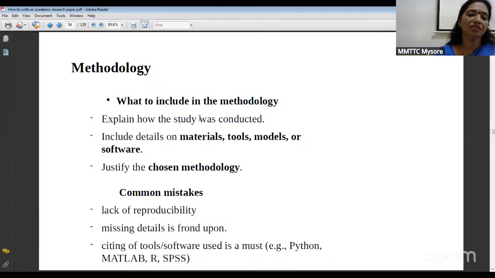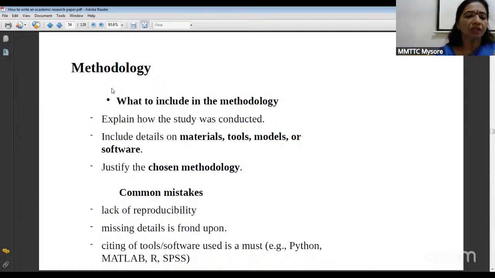So what is the material? What are the materials you have used? What are the tools you have used? What are the models you have adopted? Or what are the softwares you have chosen? And justify the chosen methodology. You should tell why you have adopted that methodology also. You are not totally independent to choose whatever you want, whatever you can do, or something like that.